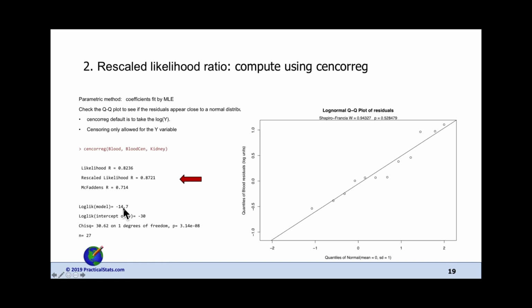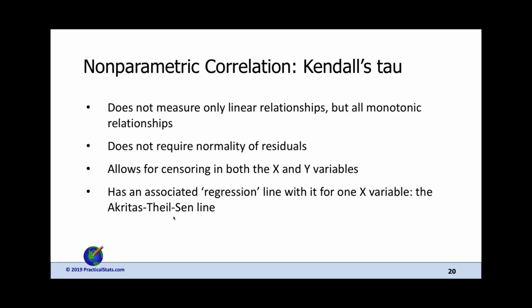Here's the log likelihood of the model. Here's the log likelihood with no X variables, so just the intercept. Twice the difference of this is that G statistic that's being used to compute these. So that's the parametric approach for correlation.